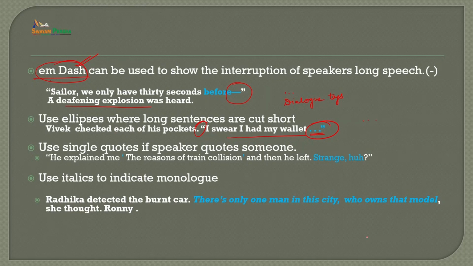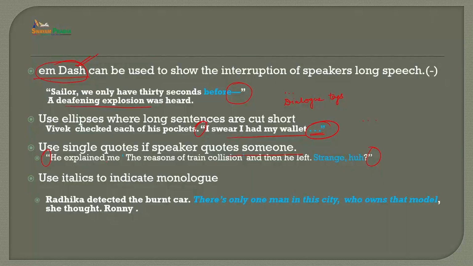Then you come up with single quotes. Single quotes are used if a speaker quotes someone. For example, if I say, he explained to me, the whole thing, whatever words he said, came in double quotes, but he wanted to quote somebody. So, in that condition, you will write within single quotes. So, "he explained to me, 'the reason of train collision.'"